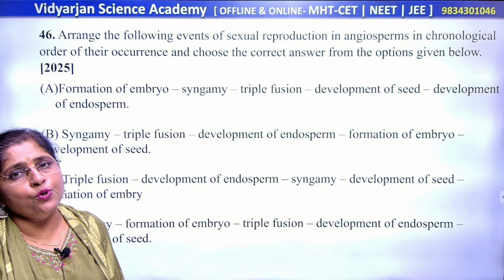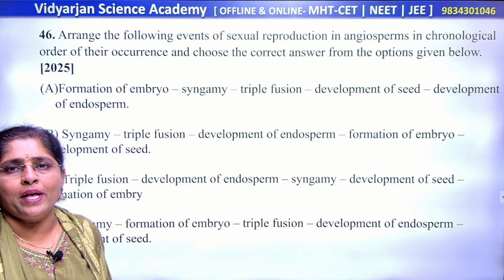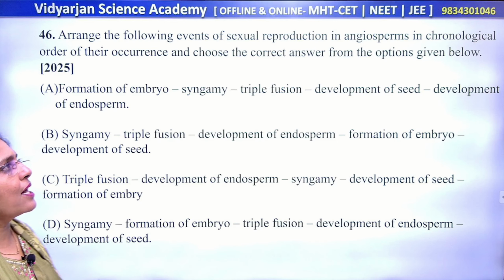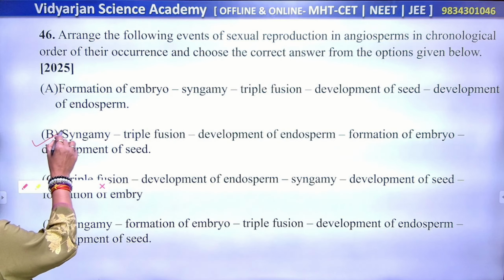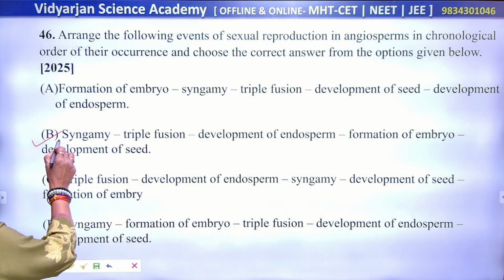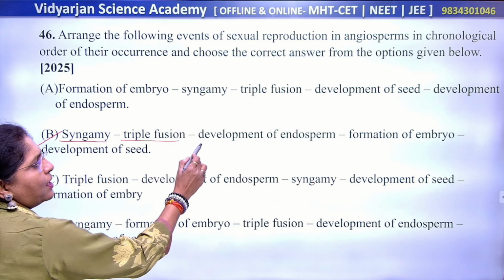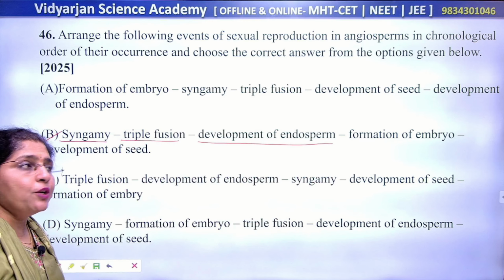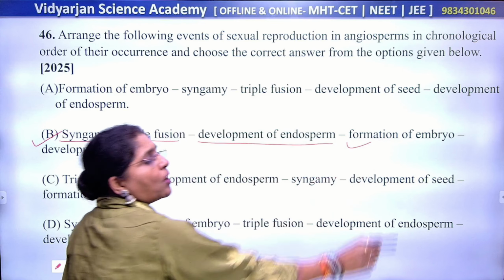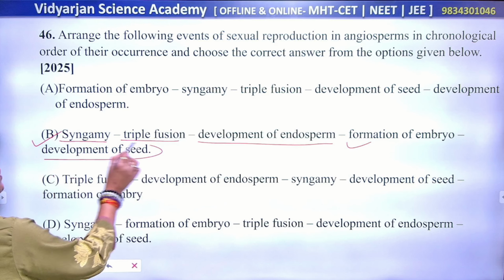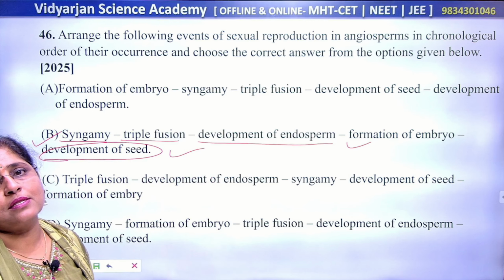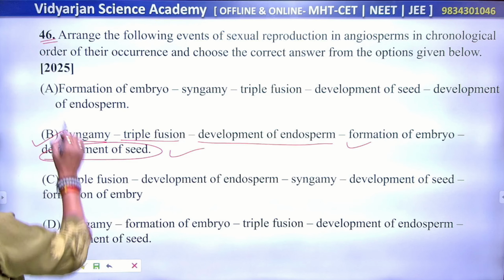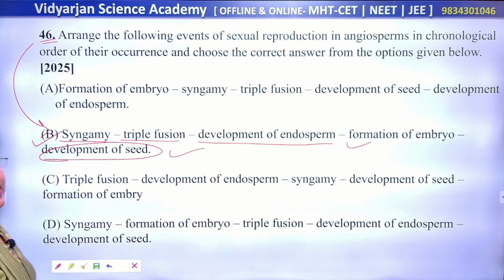So dear students, you should know the perfect sequence. Such kinds of questions are very common in your exam. So we have the answer, B. B is the correct answer. Syngamy, triple fusion, then you will have the development of the endosperm, then there will be formation of the embryo, and after that you get the seed formation. So this is the correct sequence. Remember this. So for question number 46, B is the correct answer here.